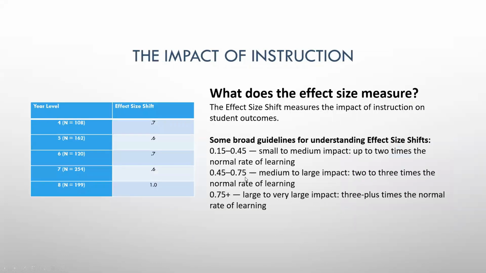We also use John Hattie's effect size measure to measure the impact on student outcomes. And this is a bit of information about it. If you have a score between 0.15 and 0.45, it's a small to medium impact. It means you've got up to 2 times the normal rate of learning. If it's 0.45 to 0.75, it's medium to large, 2 to 3 times the normal rate of learning. And if it's 0.75 and above, it's a large to very large impact, 3 times the normal rate of learning.